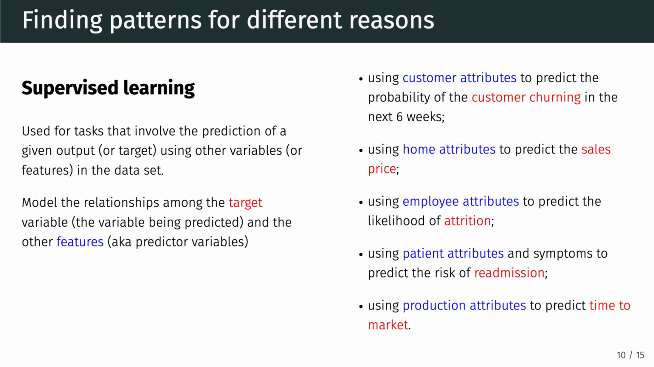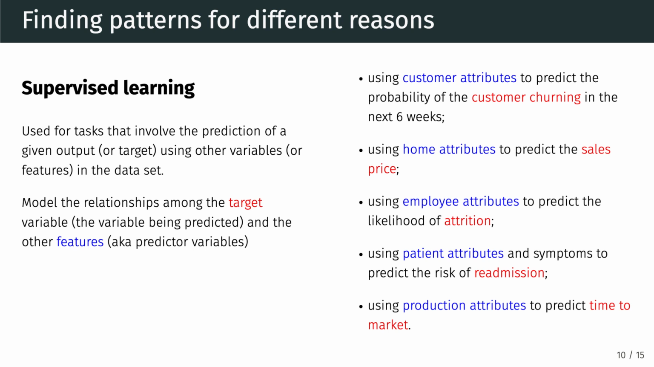Right, so let's look at supervised learning. Right, the idea is we want to model a relationship between a target variable, which is a variable being predicted, and the other features in the data set, which we often refer to as predictor variables. Now, some examples are shown here where we want to use customer attributes, right? In blue, those are the features. Those are the predictor variables. We want to use customer attributes to predict the probability of a customer churning in the next 6 weeks, right? So here, customer churning is what we want to predict. That is our target variable.